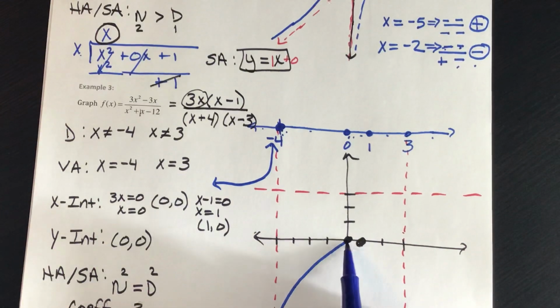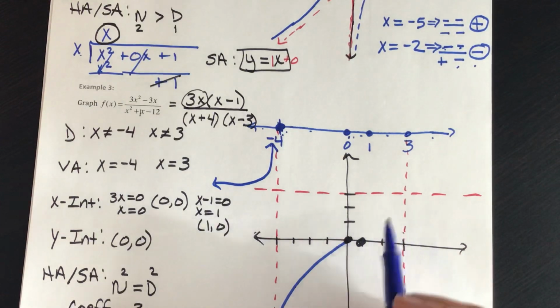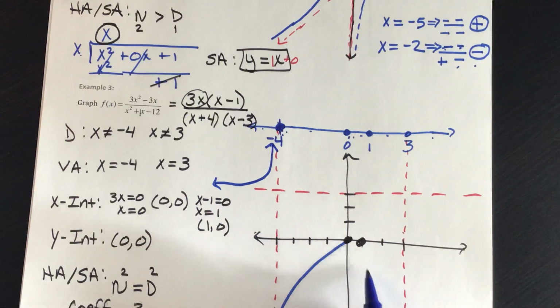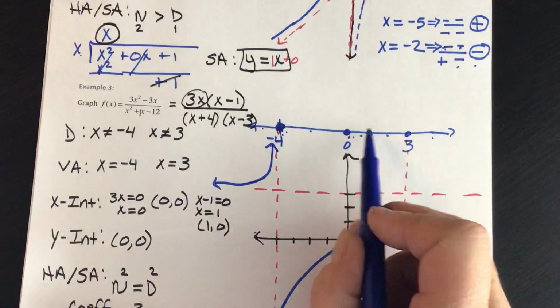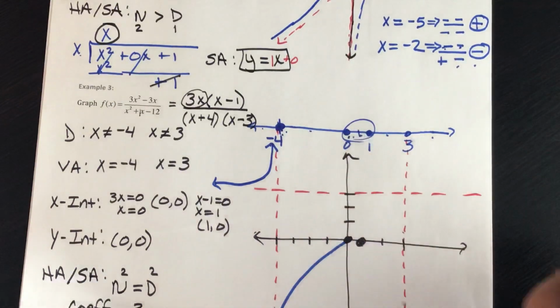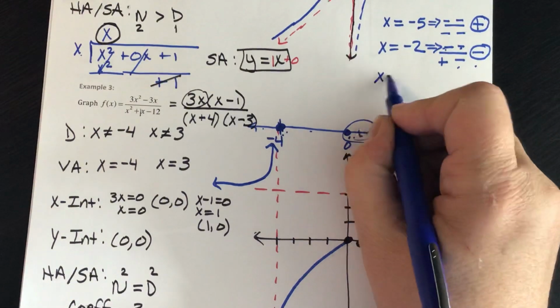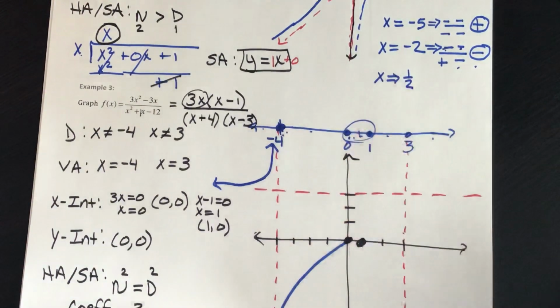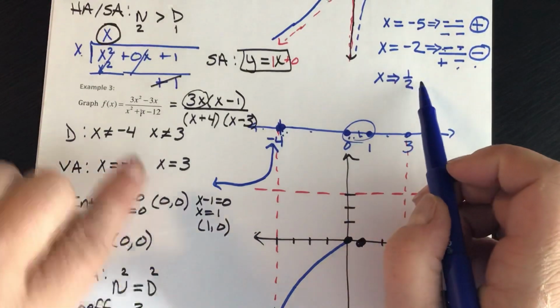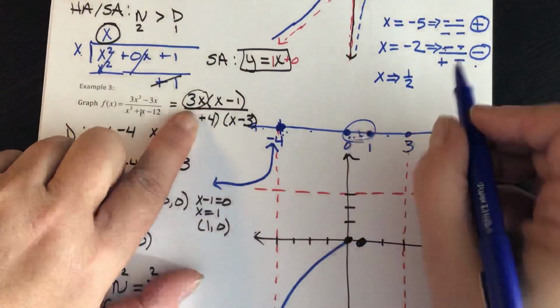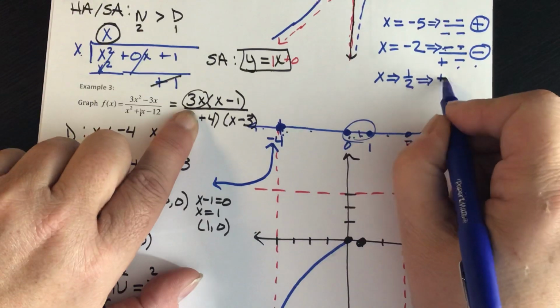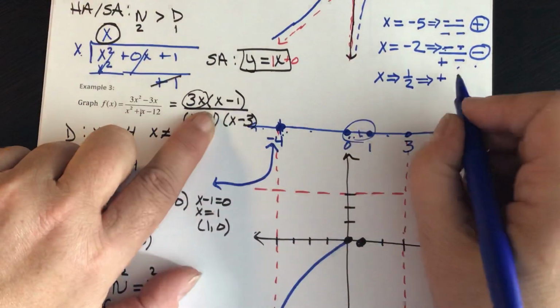So now I need to know what's happening here. Is it going to go through this and then turn around or keep going up, or is it going to turn and continue to go down? So in this area between 0 and 1, I need to find out what's happening. So between 0 and 1, I have an x value of 1/2. If I plug in 1/2 here, 3 times 1/2, that's positive. 1/2 minus 1 is negative 1/2.